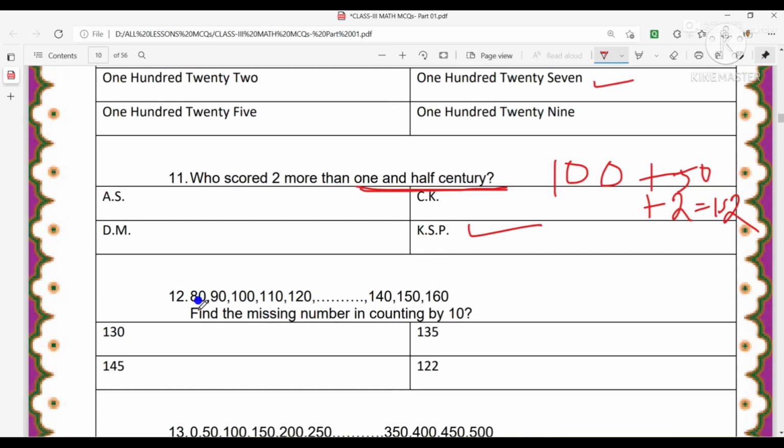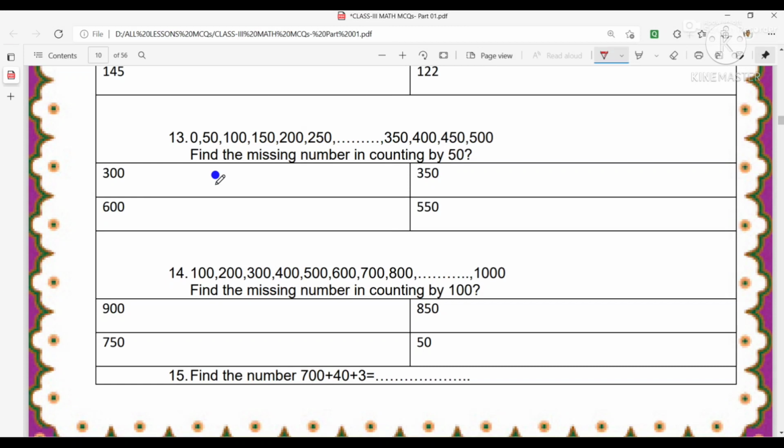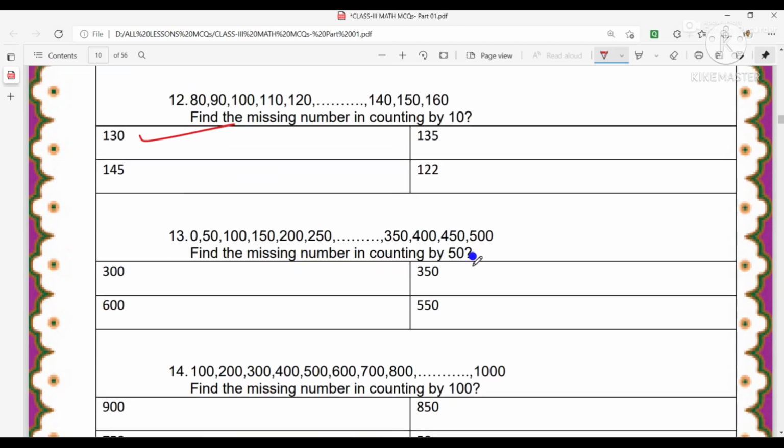Then 80, 90, 100, 110, 120, blank, 140, 150, 160. Find the missing number in counting by 10. The answer will come after 120. If you add 10, then you will get 130. Then find the missing number in counting by 50: 0, 50, 100, 150, 200, 250. Then next will be 300.